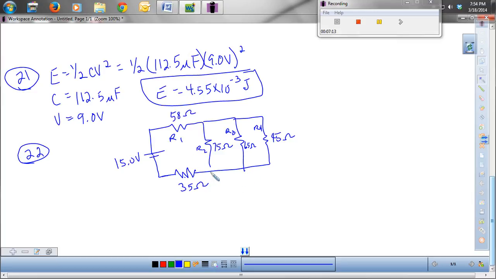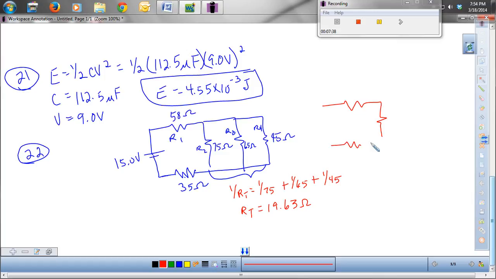So I immediately saw this as a group of 3 in parallel. So I said 1 over RT is equal to 1 over 75 plus 1 over 65 plus 1 over 45, and I used my x to the minus 1 key on my calculator, and I got RT to be 19.63. And then I said, well, I'm going to redraw that as 3 simple resistors in series. There's my battery. That's still 58. This is now 19.63. And this one is 35.